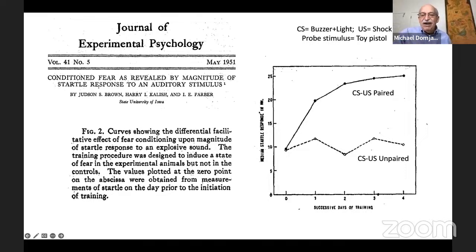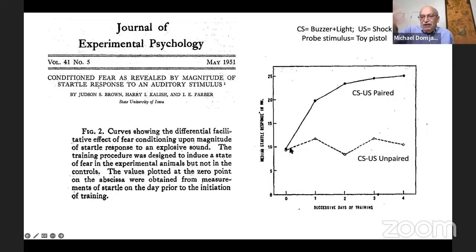Now, what you see in this graph is successive days of training, and there were two groups of subjects. This is the standard Pavlovian kind of experimental design, where one group gets the CS paired with the unconditioned stimulus, and the other group gets the two events unpaired. But instead of plotting the acquisition of a new response to the conditioned stimulus, they're plotting the acquisition of the magnitude of a startle response to this toy pistol that's activated during the CS.